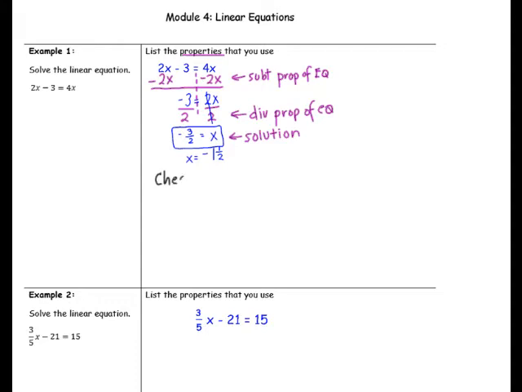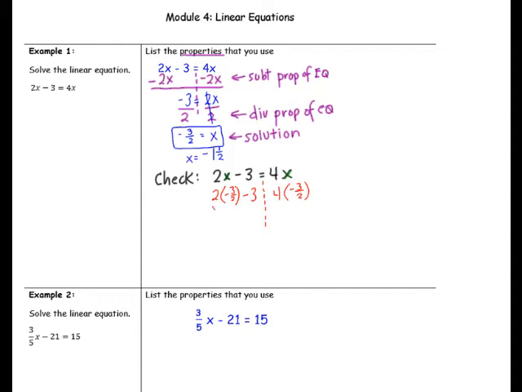Next, check. To check your solution, you copy the original equation, 2x minus 3 equals 4x. Then you're going to replace each x with the value of the solution. So that gives us 2 times the quantity -3/2, minus 3. On the right side of the equation, it will be 4 times the quantity -3/2.